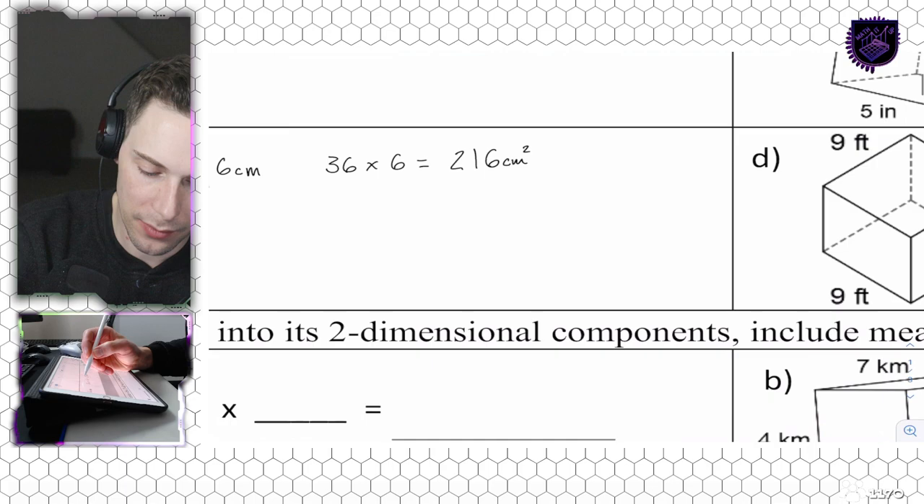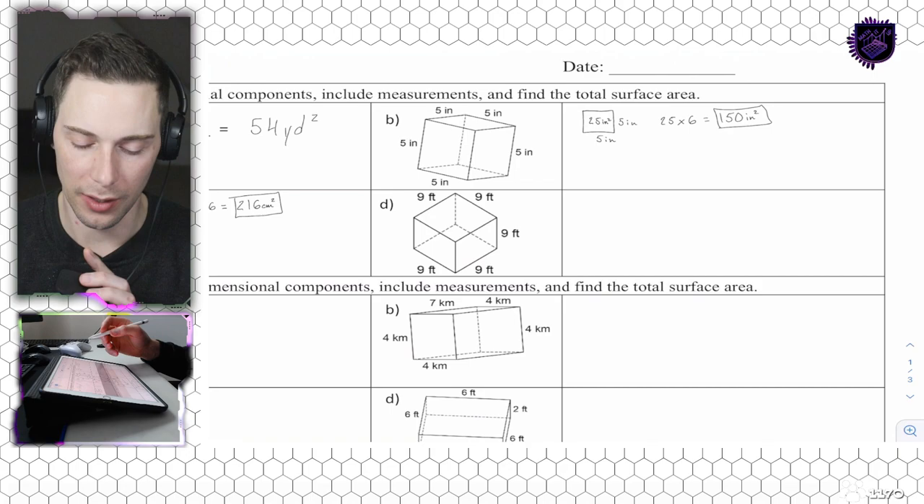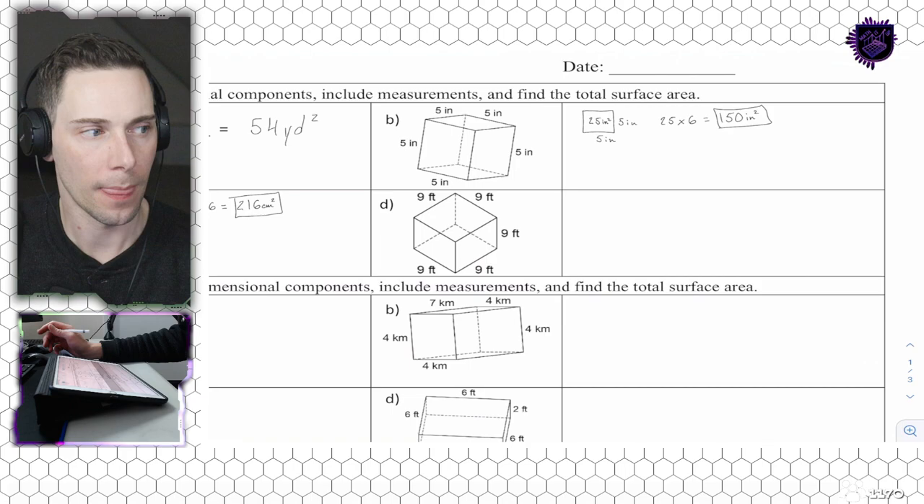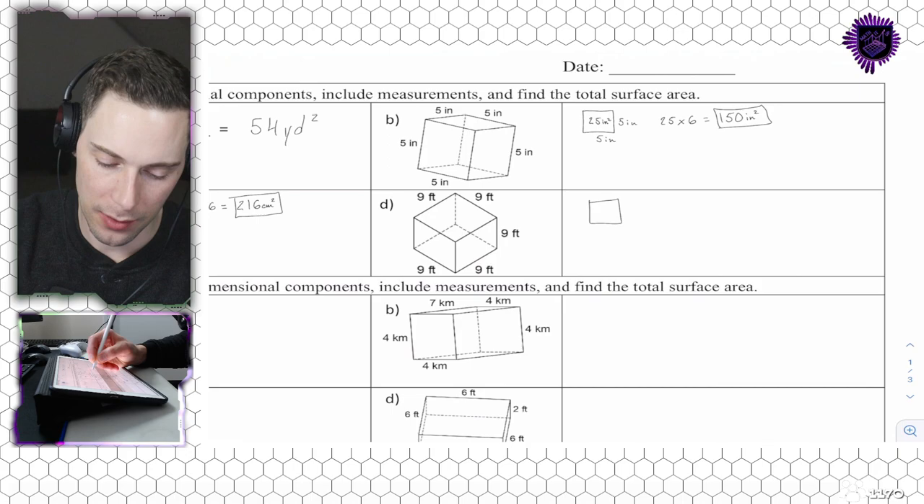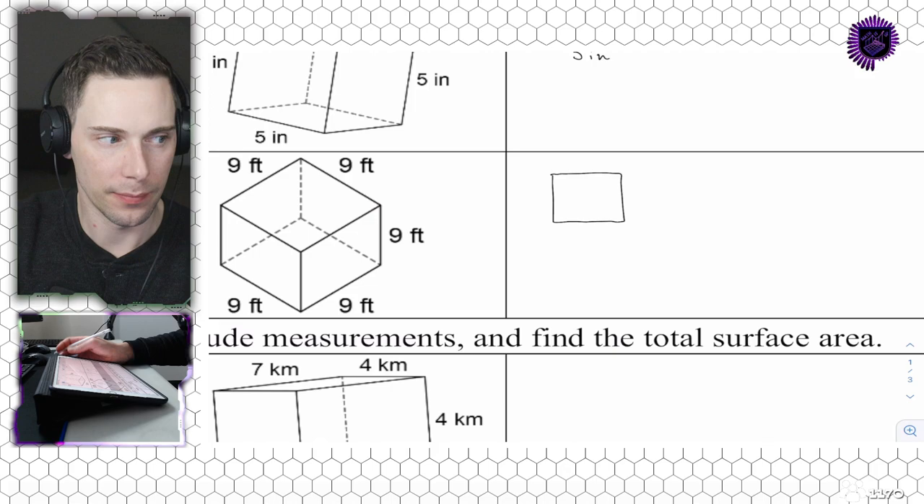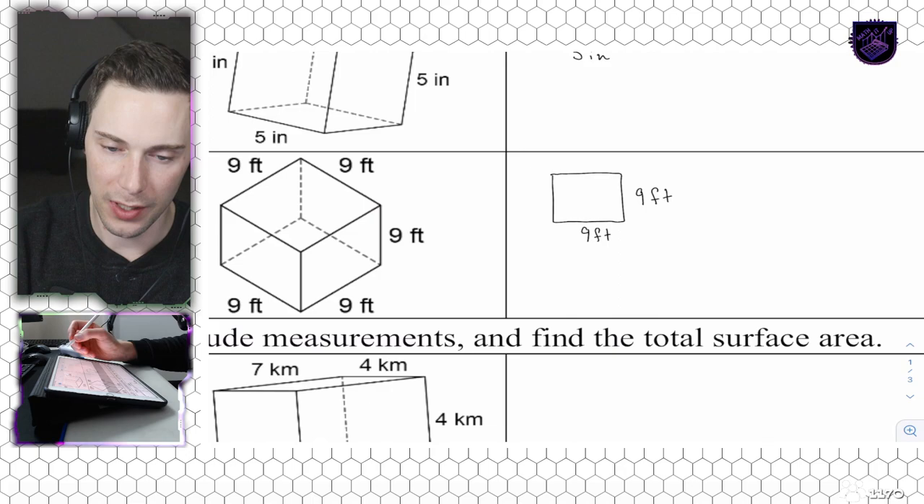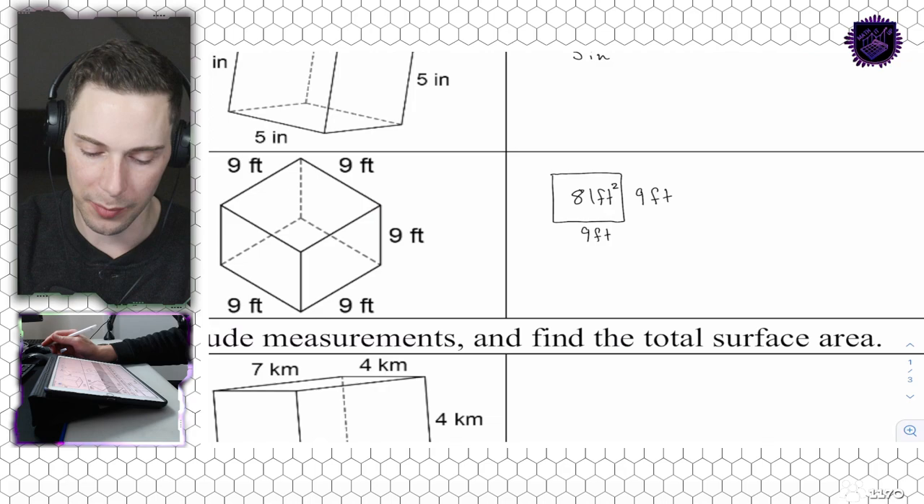Move on to 1D. Once again, all these first questions are cubes, so they'll all have the same sequence of steps. The shapes found in this cube are all going to be squares. I'm going to draw a better square just because I can. It's 9 feet by 9 feet. I'm going to include my measurements. So that's going to be 81 feet squared for the total area of one face.